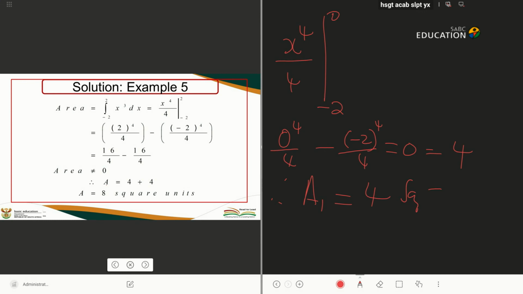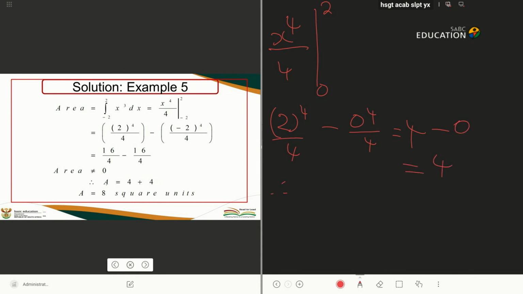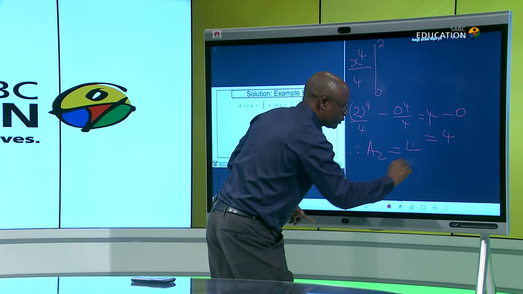Then now let's look again at the area of the second part, which will be x to the exponent of 4 over 4. But this one is to be determined from 0 to 2. Then this will be calculated as 2 to the exponent of 4 over 4 minus 0 to the exponent of 4 over 4. This will give you 2 to the exponent of 4 is 16 over 4. This is equal to 4 minus 0, which is equal to 4. Therefore, area 2 is also equal to 4.